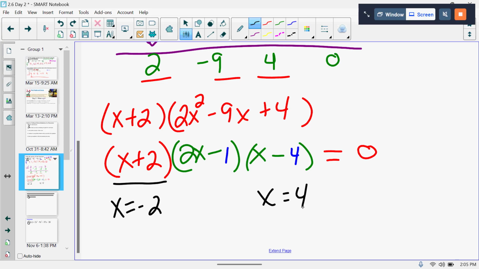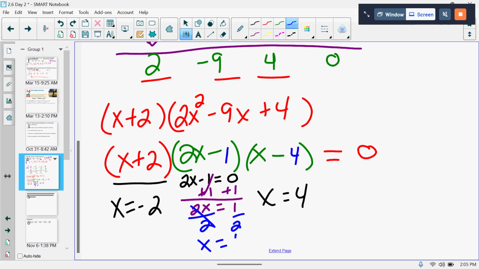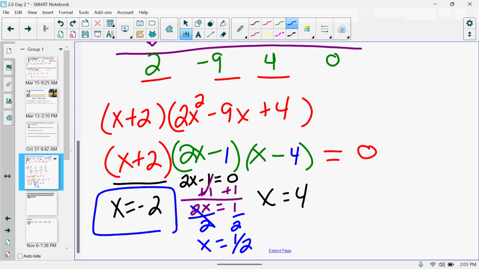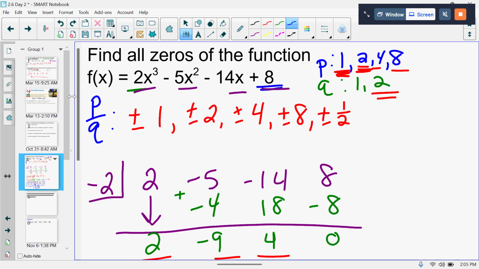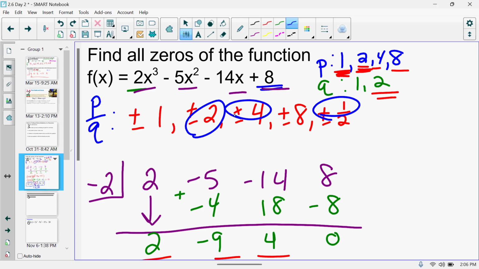And then the middle factor, you might not just know the answer. You might have to write an equation for yourself. Like, how can I get this to equal 0? You'd have to solve it. So add 1 to both sides and then divide by 2. So it should be 1/2. So negative 2, 1/2, and 4. Those were all things in our list, right? Negative 2, positive 1/2, and positive 4, okay?